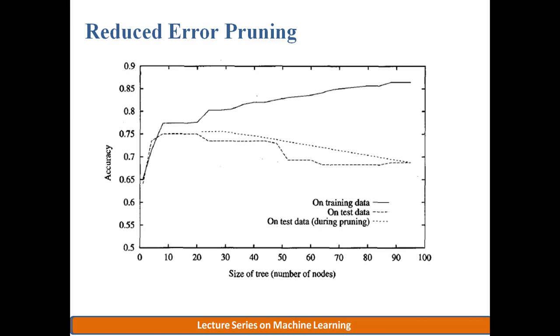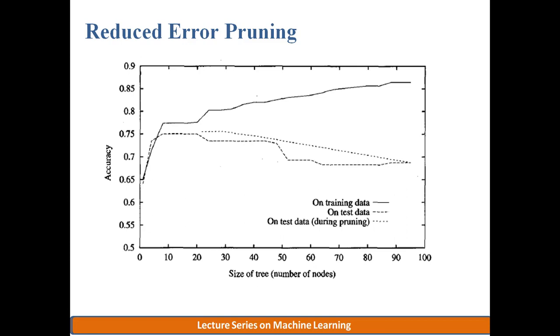Here the available data is split into three subsets: the training examples, the validation examples, which are used for pruning the tree, and a set of test examples, which are used to provide an unbiased estimate of accuracy over future unobserved data. Now the plot shows accuracy over the training and test set. The accuracy over the validation set is used for pruning, and it is not depicted in the plot.